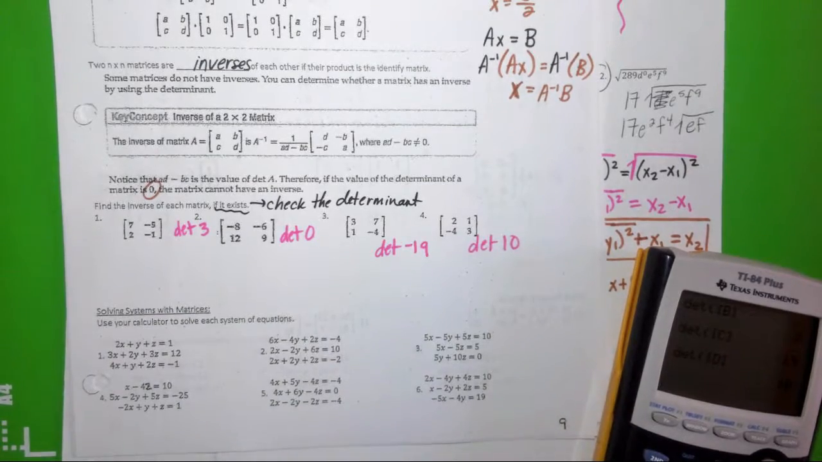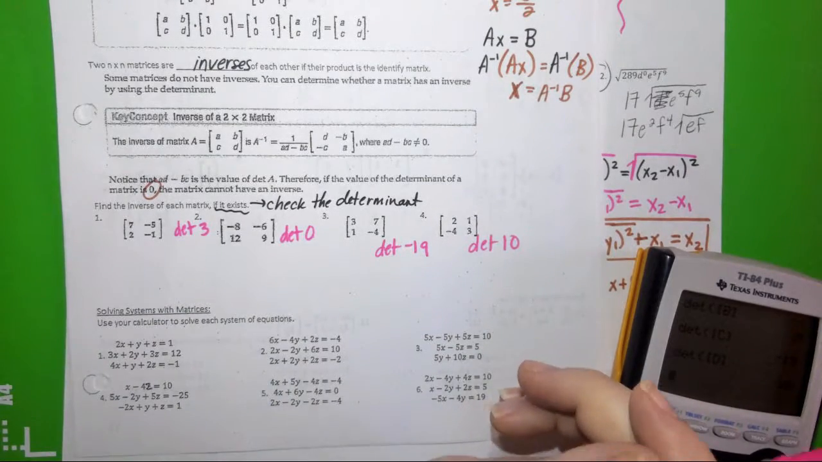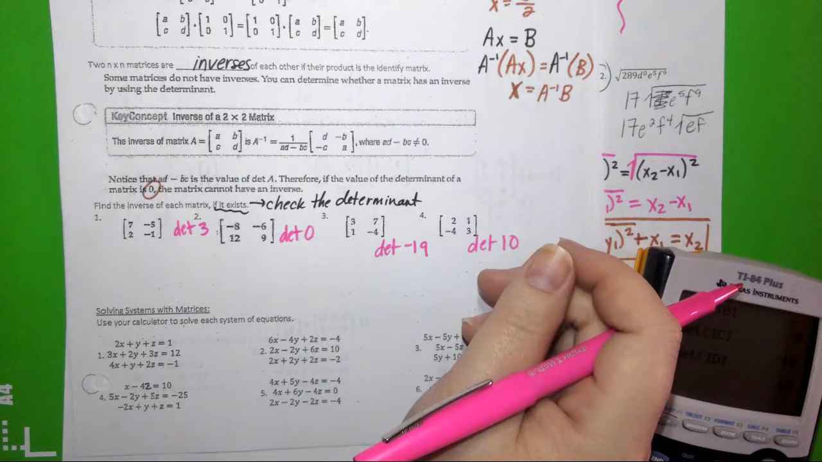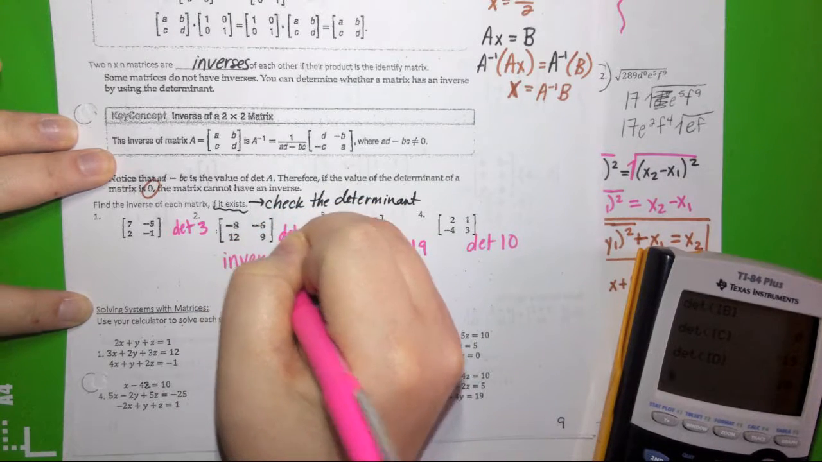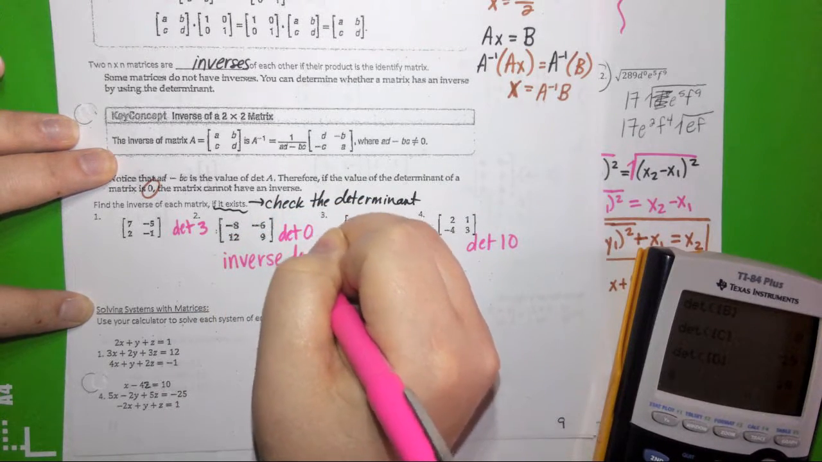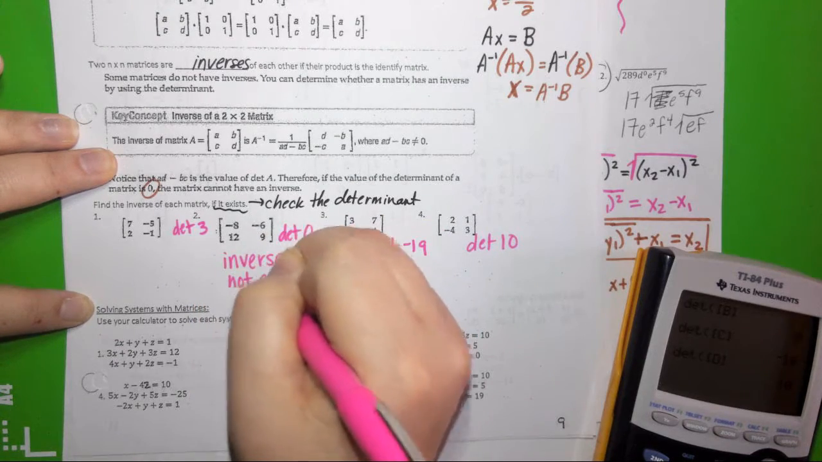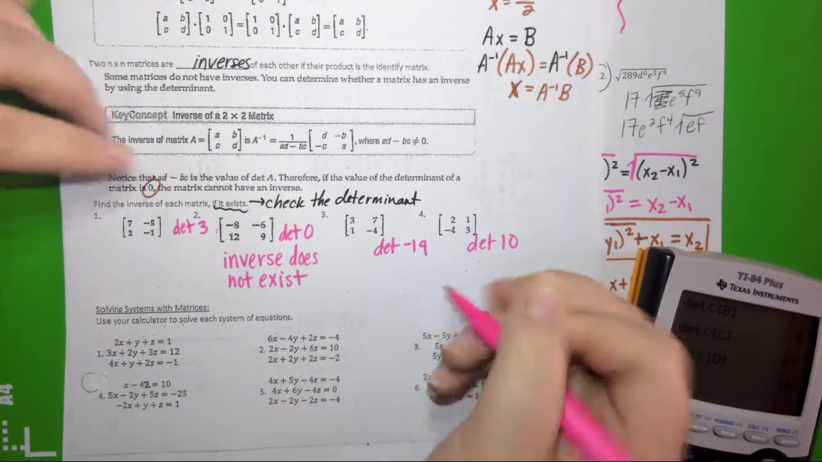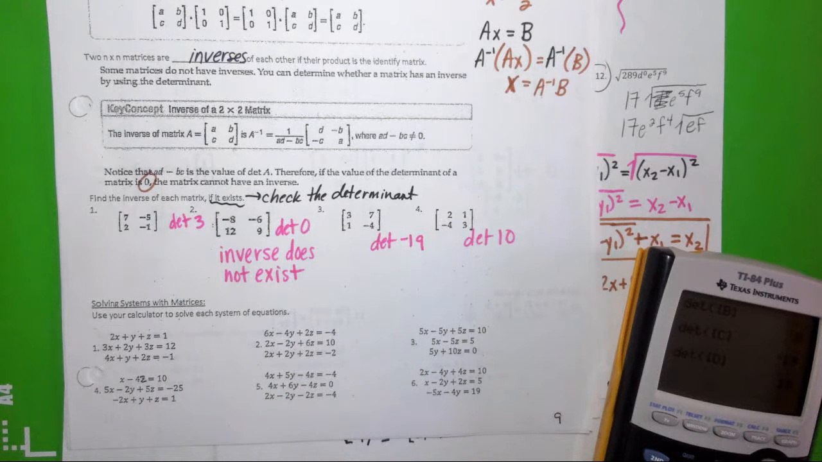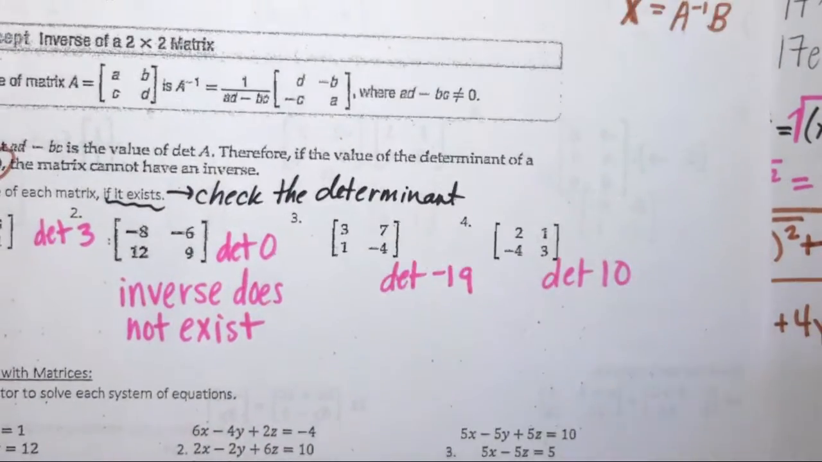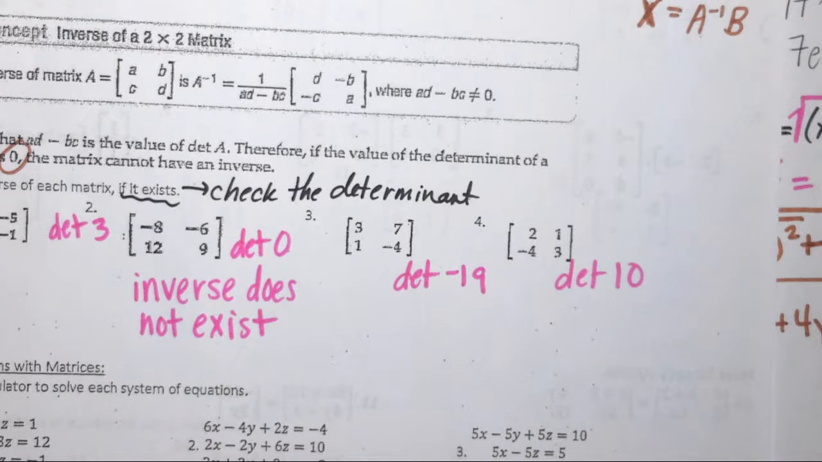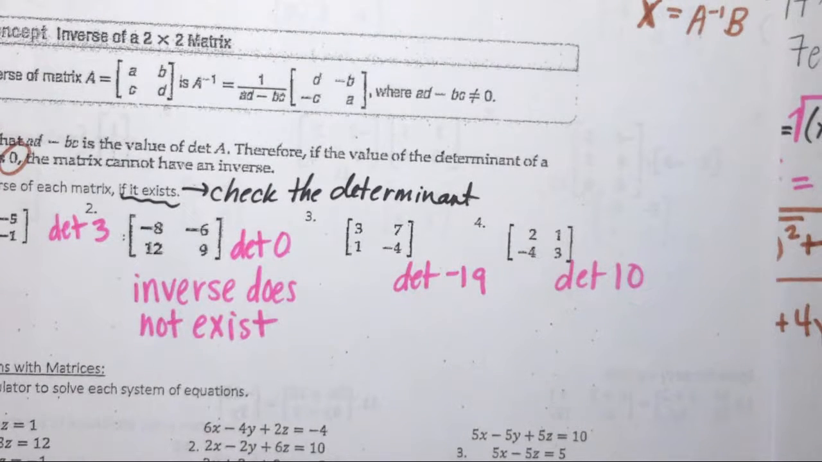Okay, I already know the answer to one of these problems based off its determinant. Number 2, I'm going to put, inverse does not exist. And why do I know the inverse does not exist? Because the determinant was 0. Because, again, the directions say find the inverse if it exists. But if we get 0 for our determinant, the inverse does not exist. Okay, are there any questions about that? I swear that's the hardest part.